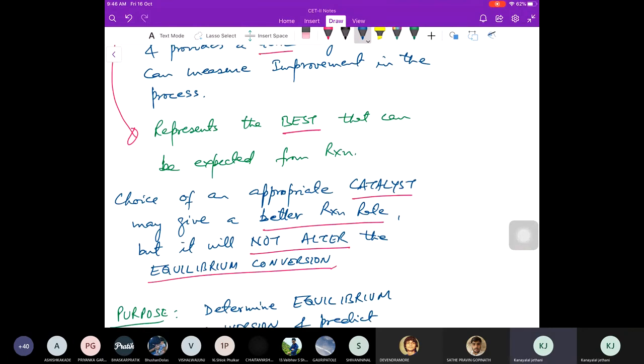So choice of an appropriate catalyst may give a better reaction rate. Without catalyst, reaction rate slow hoga shayad. With catalyst, reaction fast ho jata hai. And that's why you'll see that there are many processes which are catalytic. CPT mein padha hoga aap logon, right? SO2 to SO3, kya catalyst use karte hain?